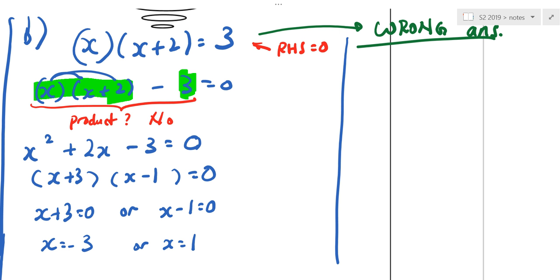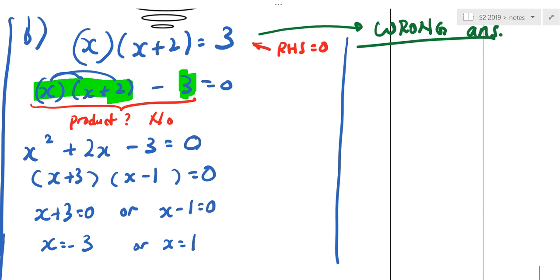Right. Can I address Nabila's first question? Nabila asked a very good question just now. Nabila asked, teacher, must the right hand side be 0? Can it be 3? Do you think I can solve with 3? The answer is no. Can I show you one example?